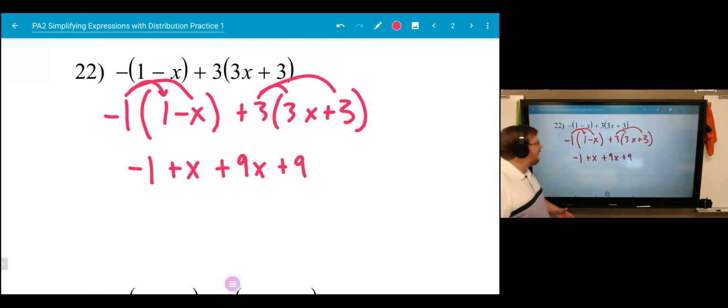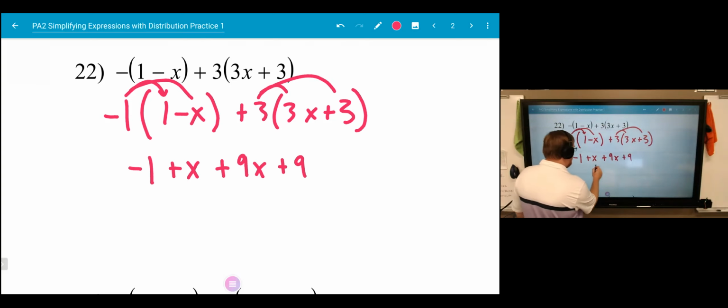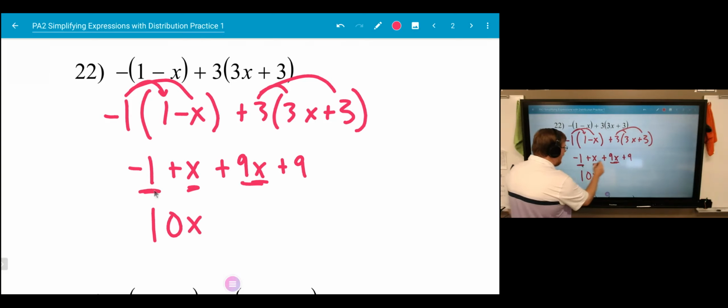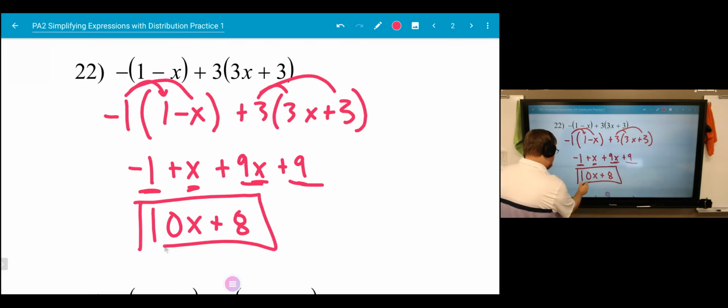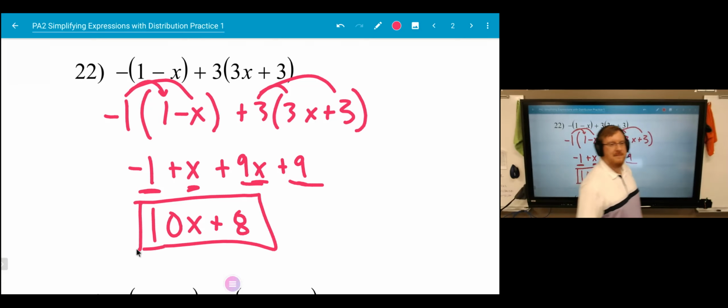Now I need to combine things that have x's, so these two in here. 1x and 9x give me 10x. Now I need to combine the things that don't have variables. -1 and +9 is plus 8. Oh, there we go. Finish the box, right?